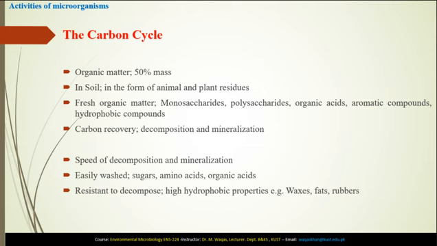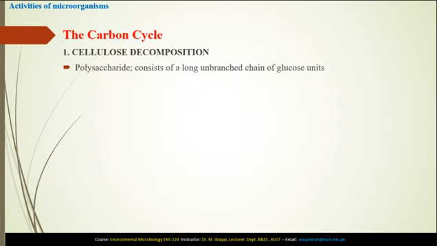Similarly, complex compounds like waxes, fats, rubbers are decomposed with great difficulty due to their highly hydrophobic properties. For instance, among the plant material, lignin is the most resistant to decomposition. The first one is the cellulose decomposition. Cellulose is basically a carbon-based compound.